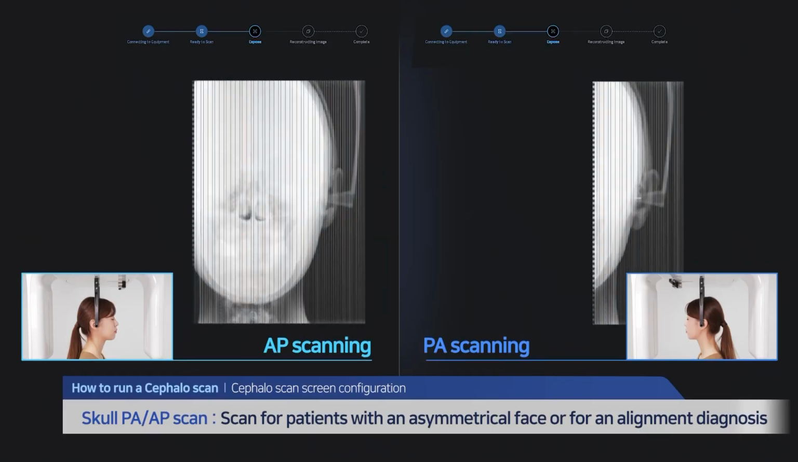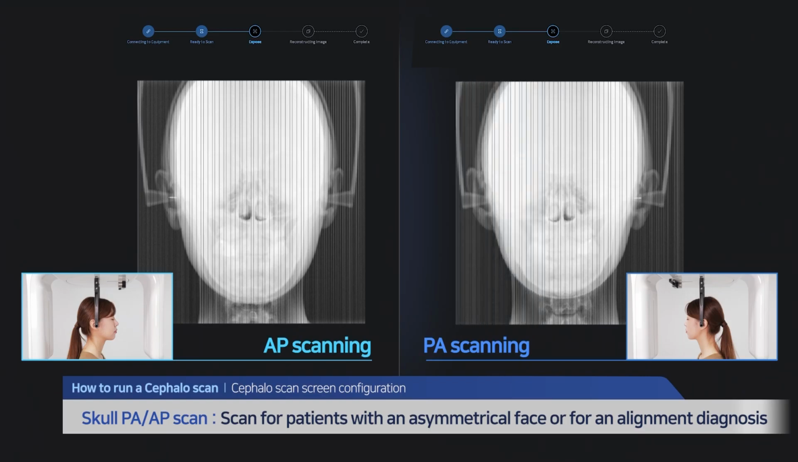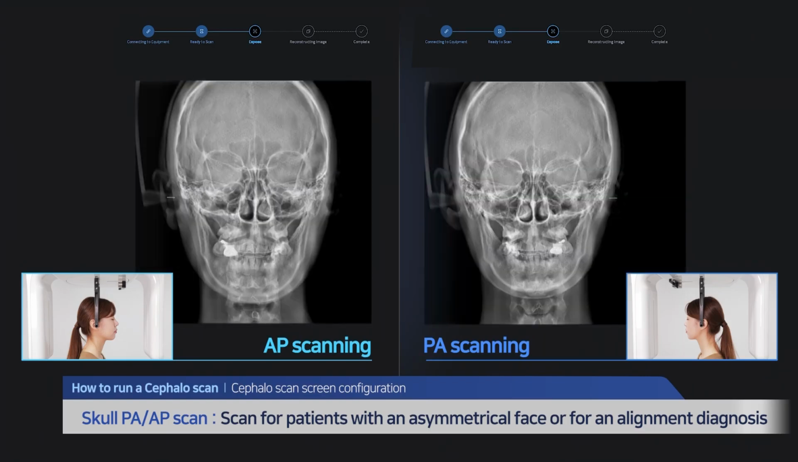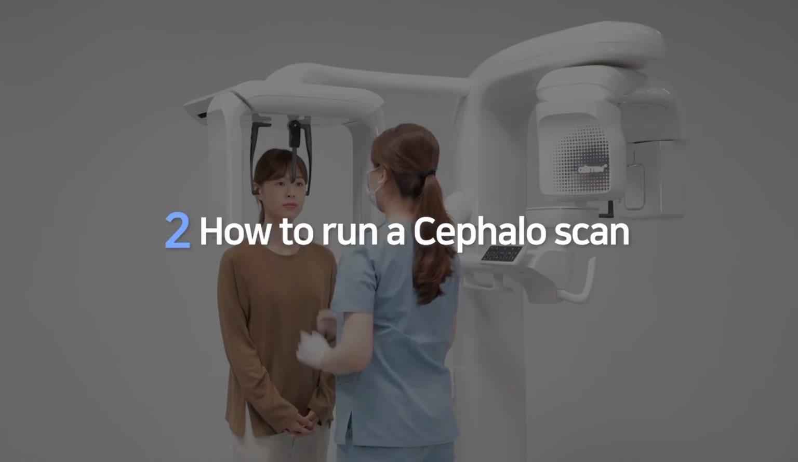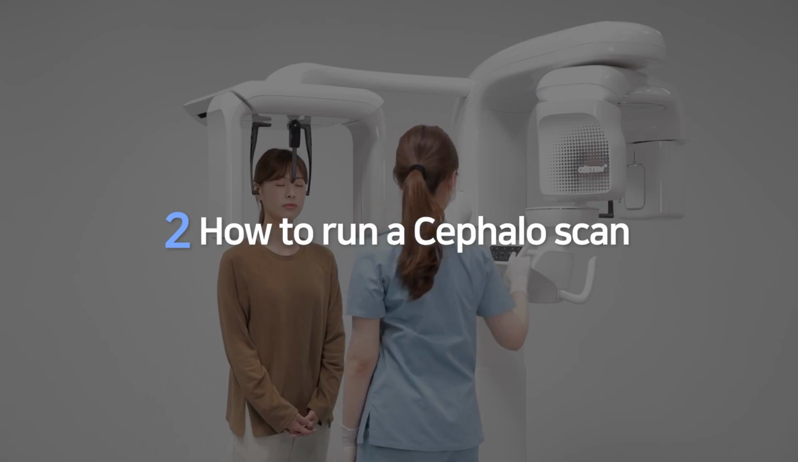PA scans from posterior to anterior direction. At dental clinics, posterior to anterior direction scanning is mostly used for patients with an asymmetrical face or for an alignment diagnosis. Carpus scans are used for checking growth plate. The second part is about how to run a cephaloscan.